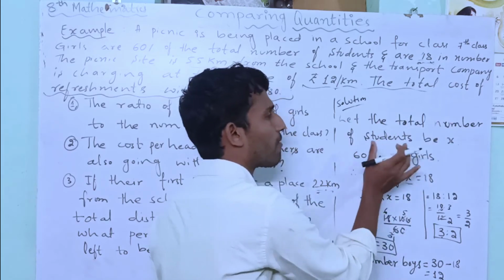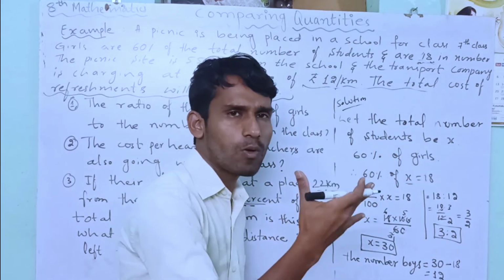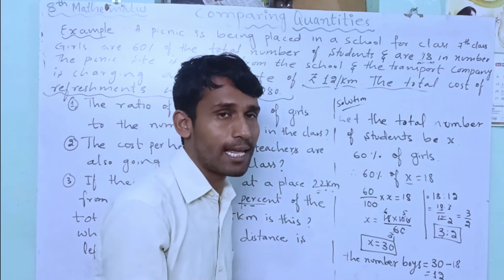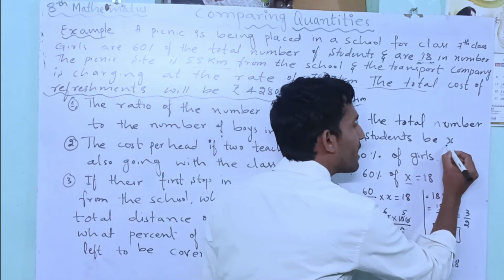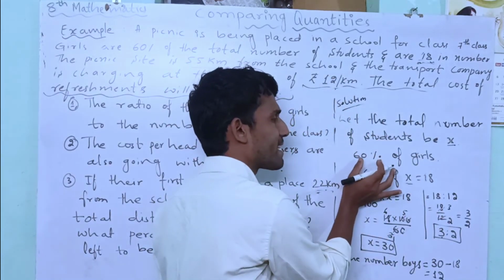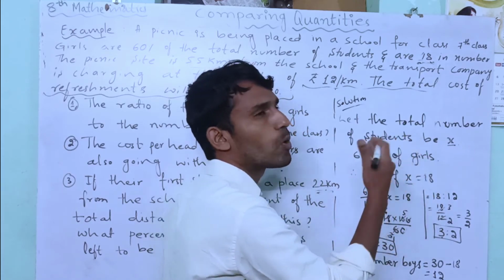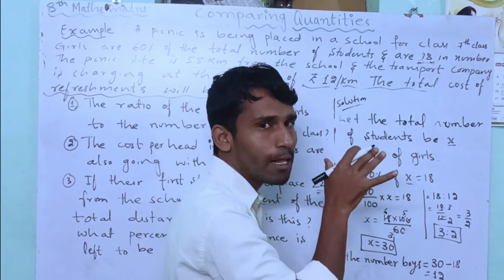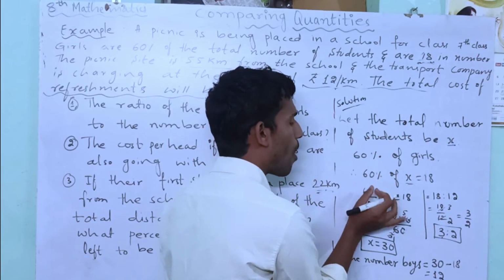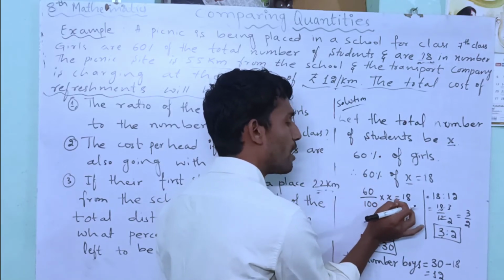Let the total number of students be x, because we don't know the total number of students in the 7th class. So I am taking an unknown number, x. 60% of the students are girls, therefore 60% of x is equal to 18. We have to find the total number of students. Now 60 out of 100 into x is equal to 18.